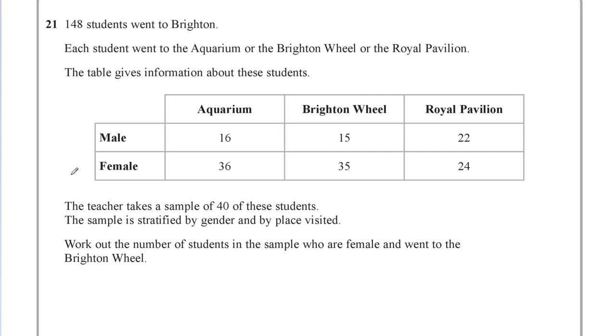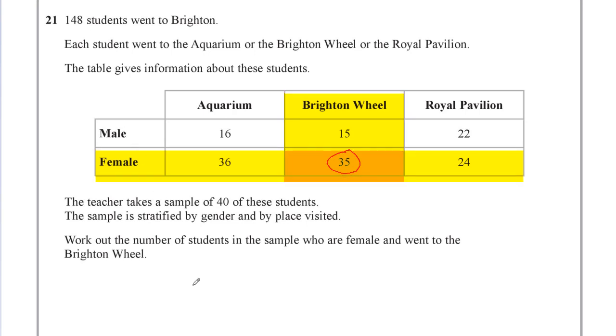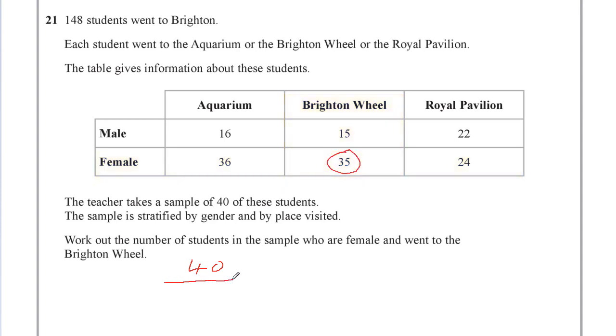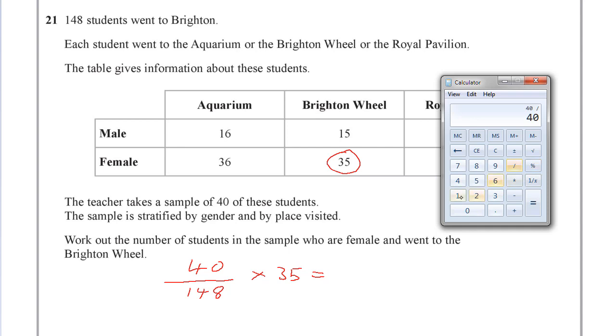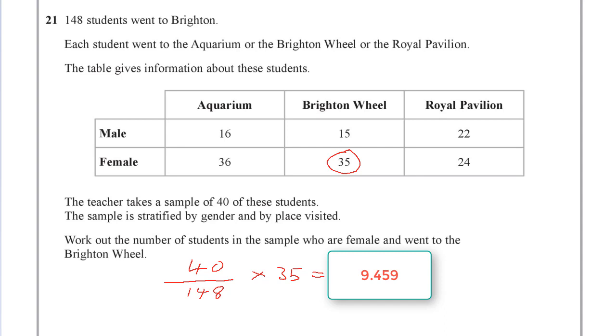Okay, here are the females, and here are those who went to the Brighton Wheel. And of these, we find that 35 were female. So we stratify on that number, and we use the fraction of 40 over 148, which is the total, and we multiply that by 35. And that equals 9.459. And as we want our students whole, we'll just round that down to 9. Okay, quite a simple one. Done.